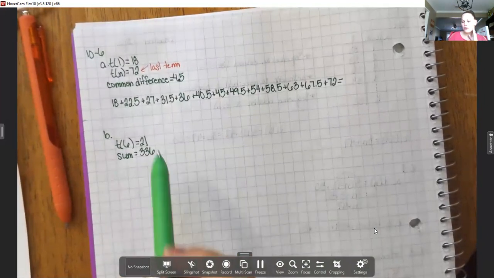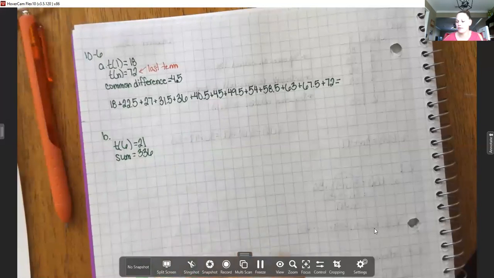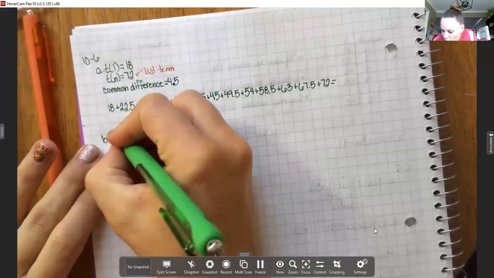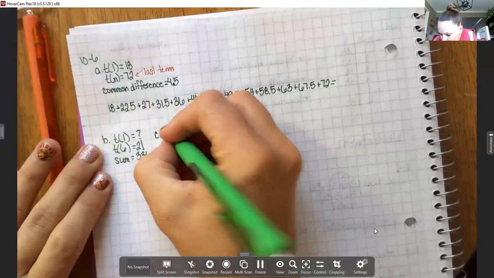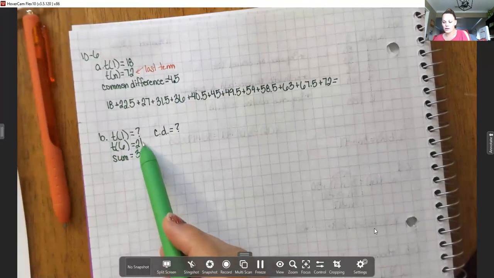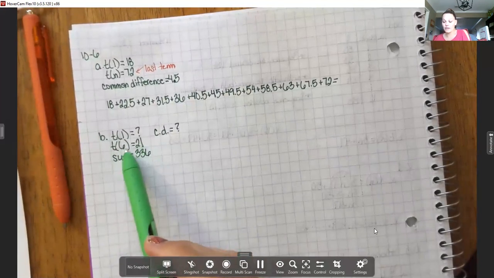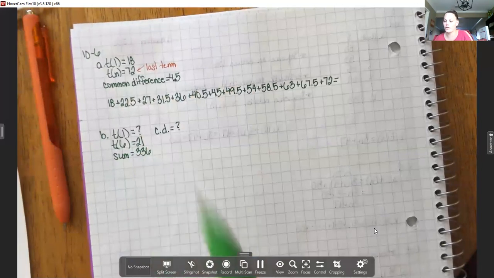So on a problem like this, we don't know the first term, nor do we know the common difference. So T of 1 is a question mark, and the common difference is also a question mark. So they gave us 3 things. They gave us the last term. They told us that there are 6 terms and that the sum is 336.